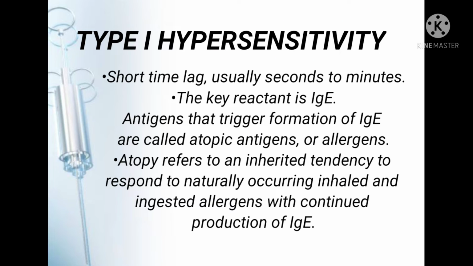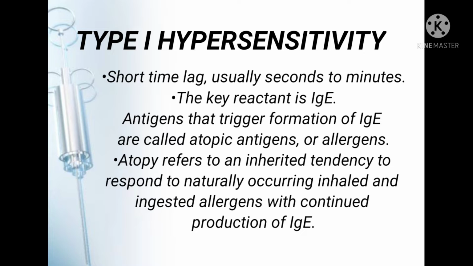Type 1 hypersensitivity. The distinguishing feature of type 1 hypersensitivity is the short time lag, usually seconds to minutes, between exposure to antigen and the onset of clinical symptoms. The key reactant present in type 1 or immediate sensitivity reactions is IgE. Antigens that trigger formation of IgE are called atopic antigens or allergens.